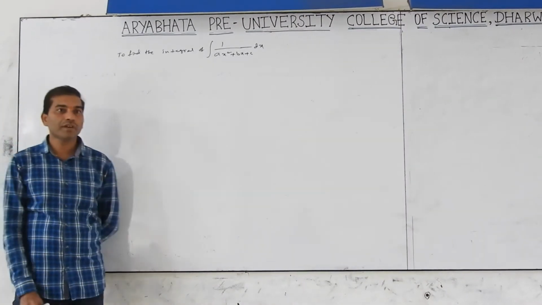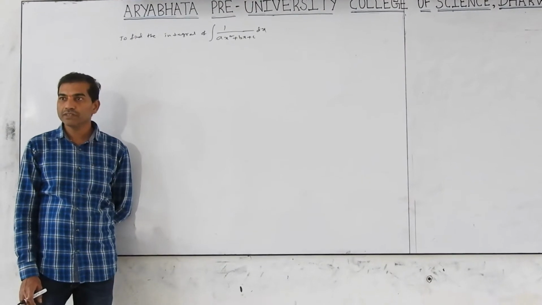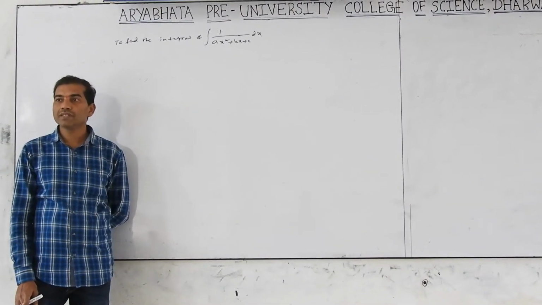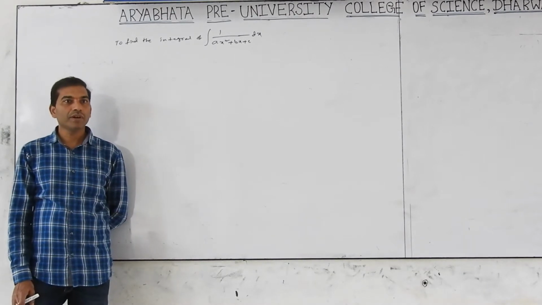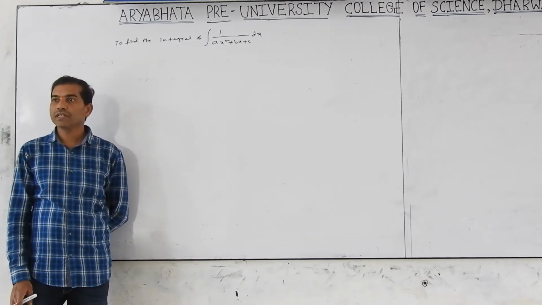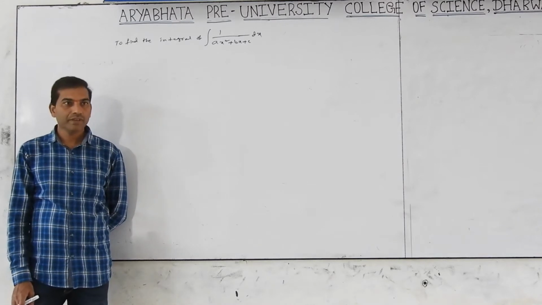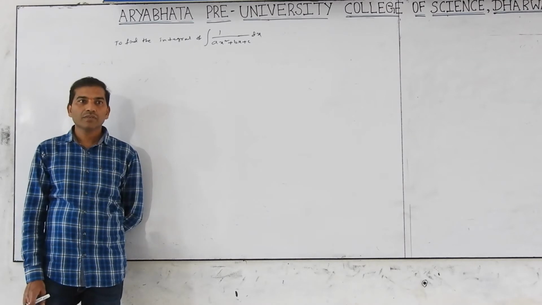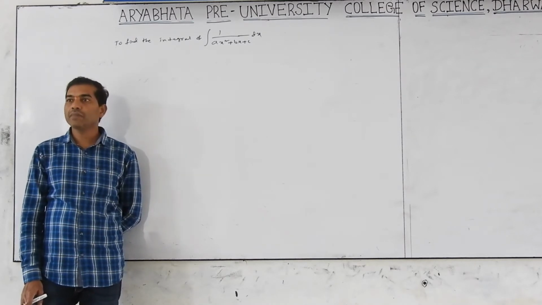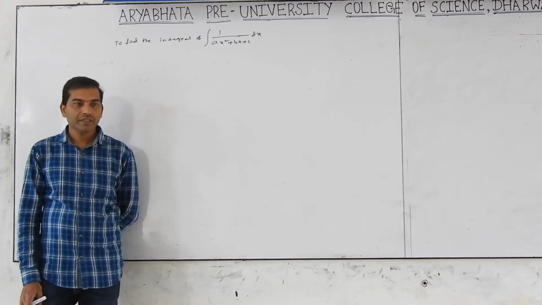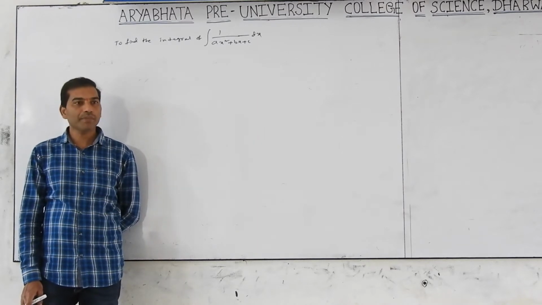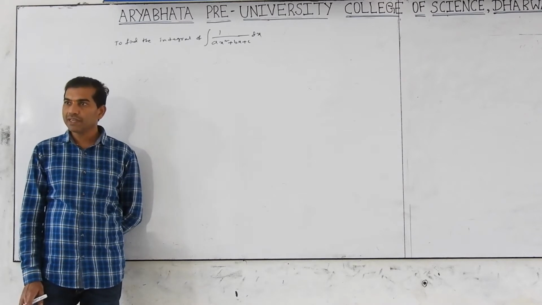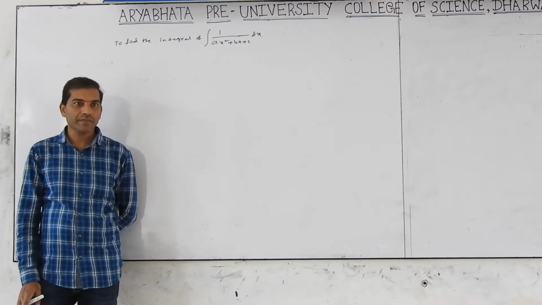Yesterday we discussed six formulas, which are most important. Integration of 1 by x square minus a square dx is 1 by 2a log of (x minus a) by (x plus a) plus c. Integration of 1 by a square minus x square dx is 1 by 2a log of (a plus x) by (a minus x). Integration of 1 by x square plus a square, or a square plus x square, dx is 1 by a tan inverse of x by a.